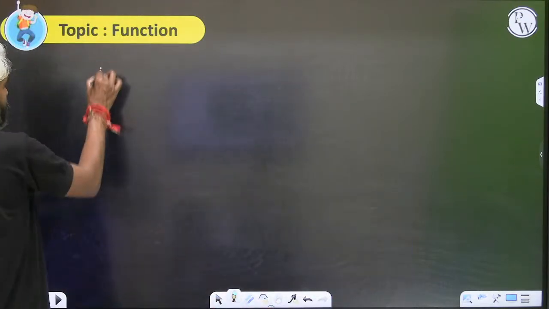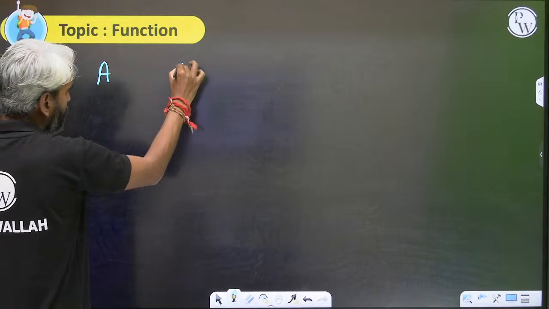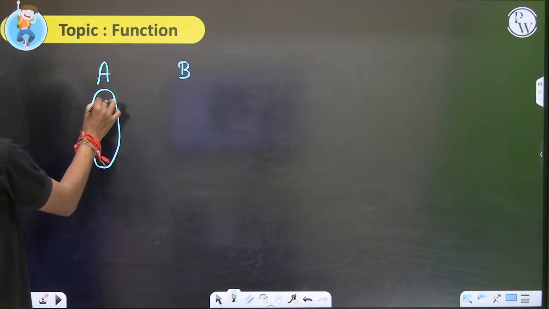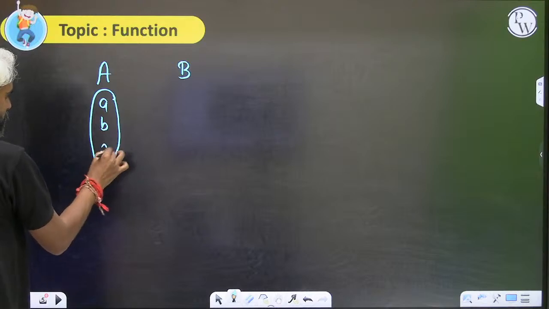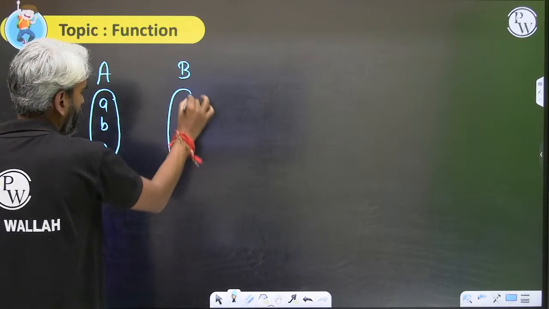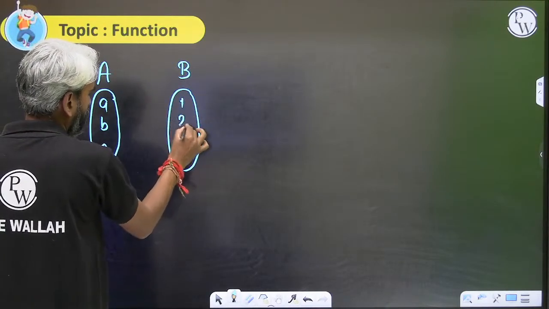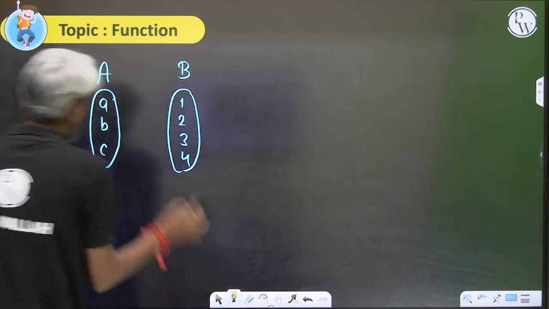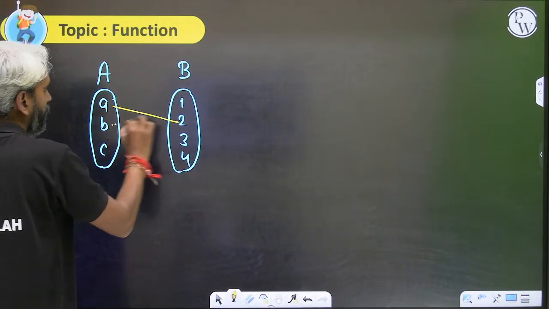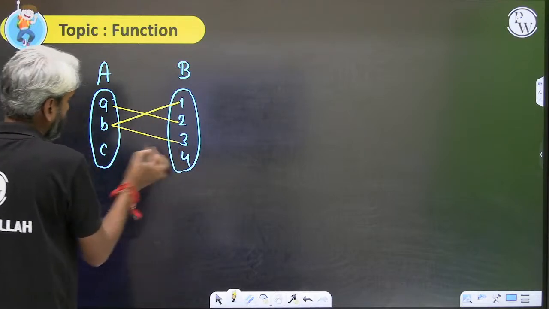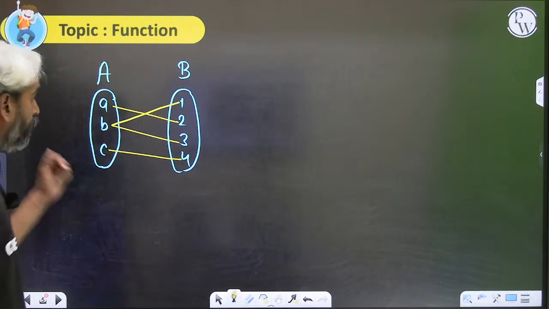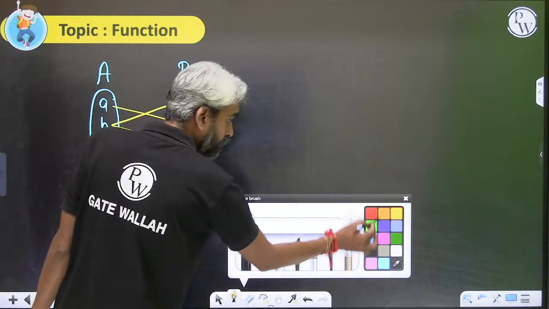So let's assume that this is your set A, this is your set B. Think in terms of a relation. Let's assume we have elements a, b, c, etc. in set A, and in set B we have some elements 1, 4. Now, if a relates with 2, b relates with 1, b also relates with 3, and c relates with 4, is it a function? No, sir, it is not a function. Why? Please try to understand.